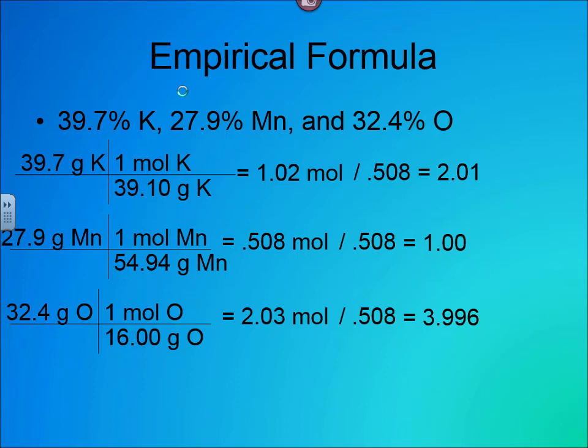Now we need to change these to whole numbers. 2.01 rounds off to 2. 1, of course, stays just 1. 3.996 rounds up to 4. And now we need to write our formula. And again, we're going to have to choose what comes first.